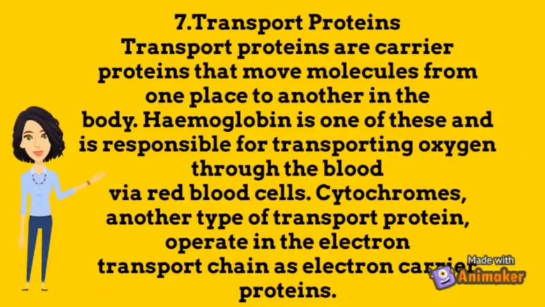7. Transport proteins. Transport proteins are carrier proteins that move molecules from one place to another in the body. Hemoglobin is one of these and is responsible for transporting oxygen through the blood via red blood cells. Cytochromes, another type of transport protein, operate in the electron transport chain as electron carrier proteins.